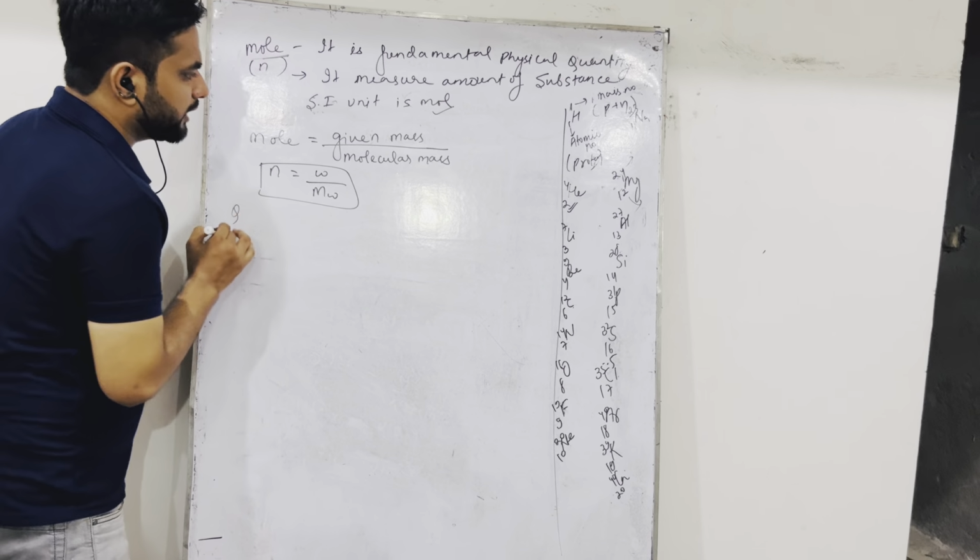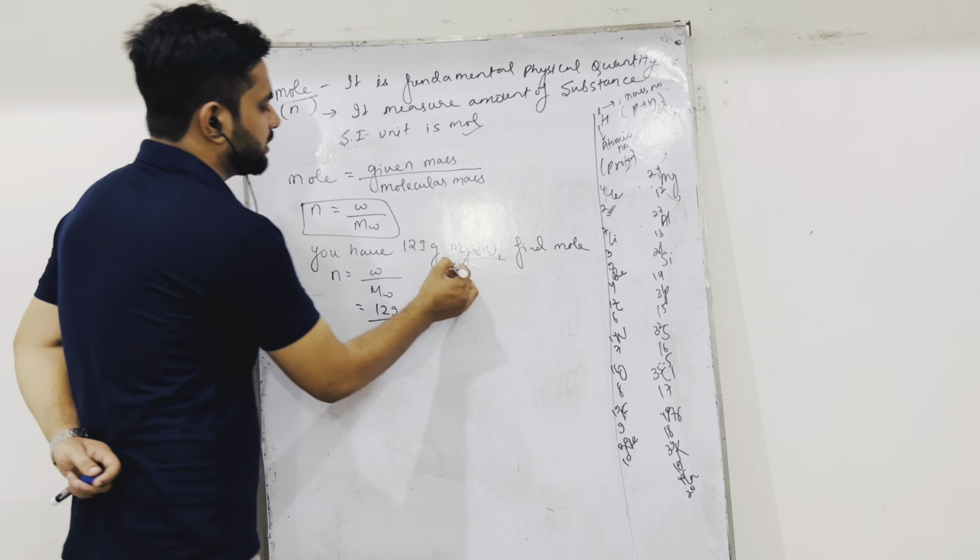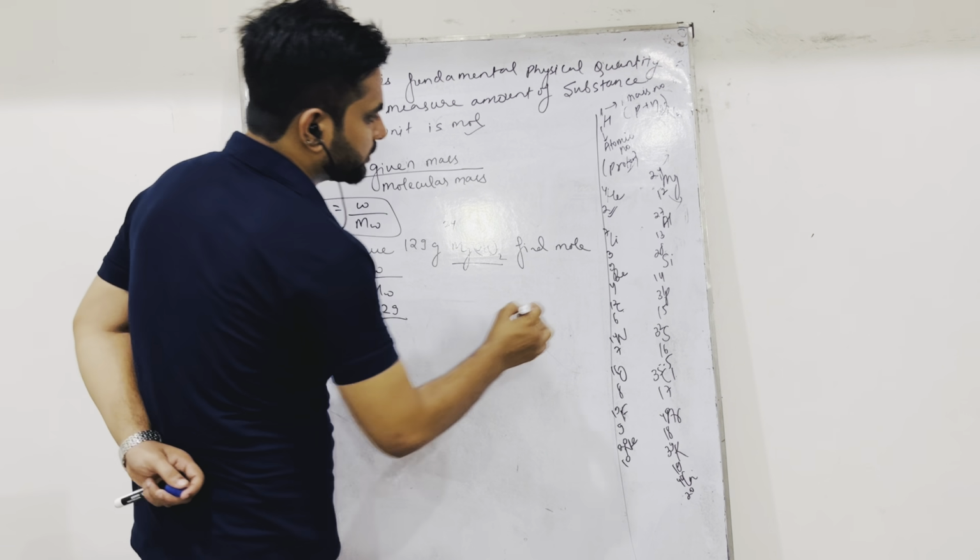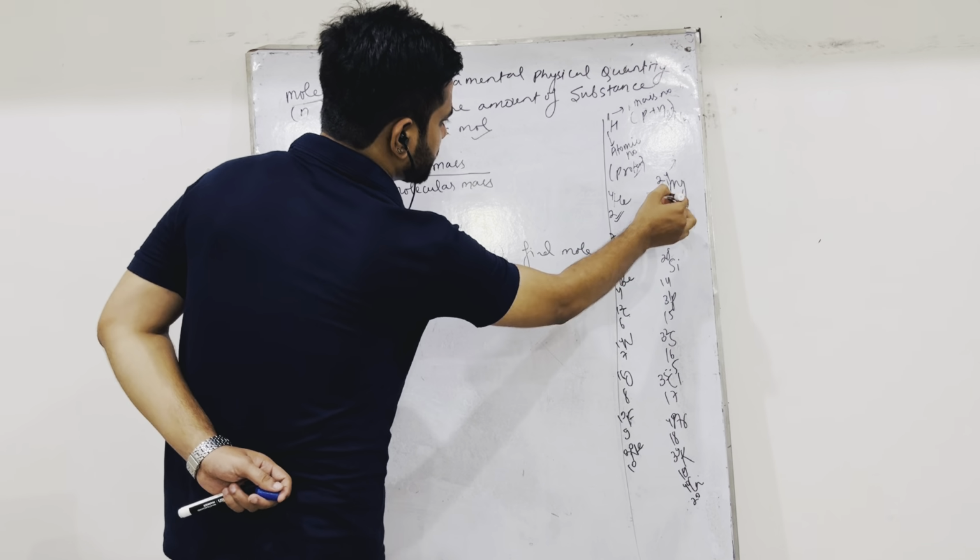Given mass is 129 and its molecular mass is: mass of magnesium is 24, mass of oxygen is 16, mass of hydrogen is 1. Then it is 58. It means mole is equal to 2 mole. Okay. That one is mole.